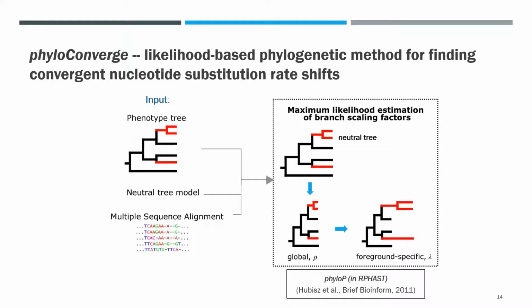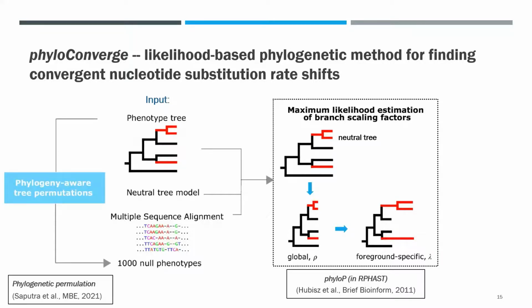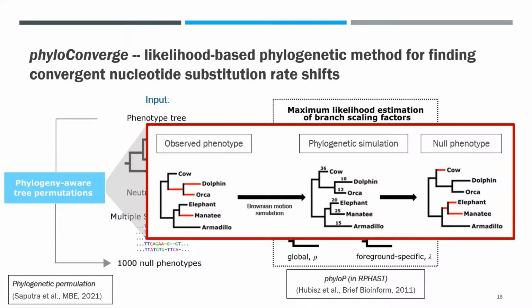In addition to that, phyloConverge also uses a phylogeny-aware tree permutation method that we previously developed called phylogenetic permutation. And what this method does is it produces a set of null or fake phenotypes that allows us to statistically calibrate the output of the base phyloP method. And the idea behind that is that the assumptions made by these methods may not always be generalizable to all cases, and therefore we'll have to empirically correct for that.